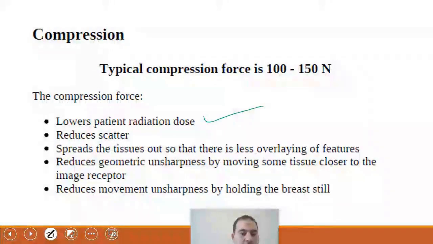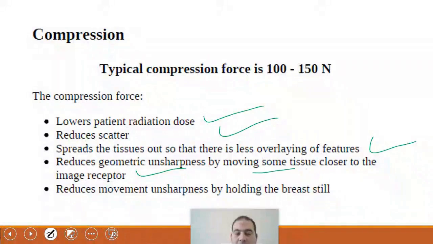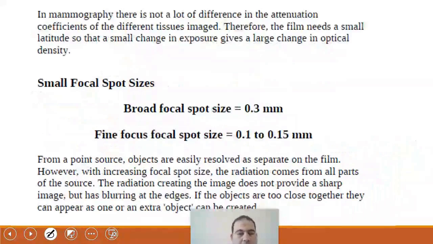compression and its benefits: reduce scatter, spread tissues, and reduce geometric unsharpness because the patient will not move, thus decreasing the blurring effect and geometric unsharpness as it keeps the tissues closer together. Reducing movement unsharpness relates to the focal spot size in the case of large and small formats.